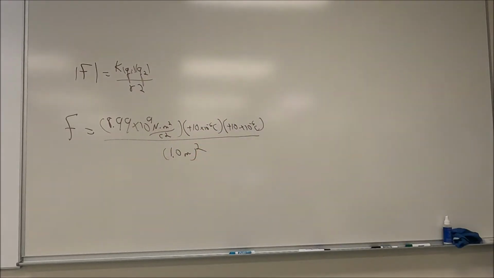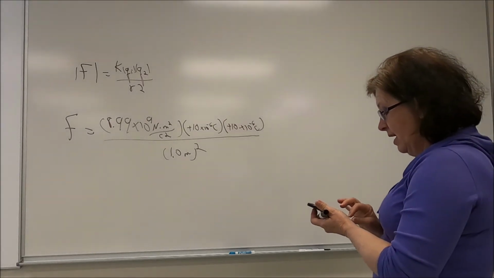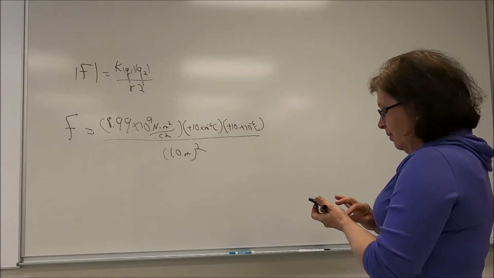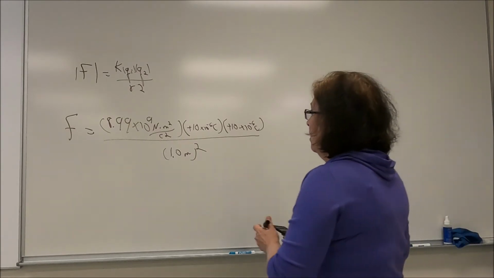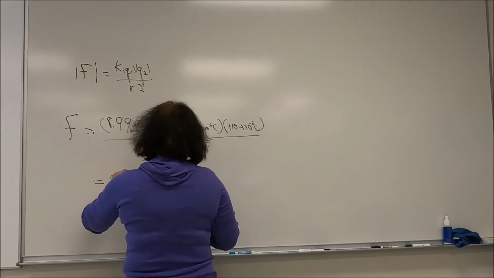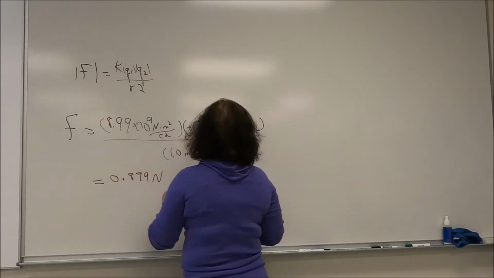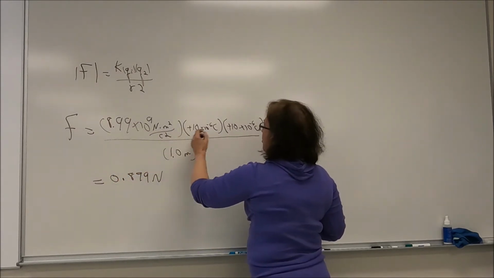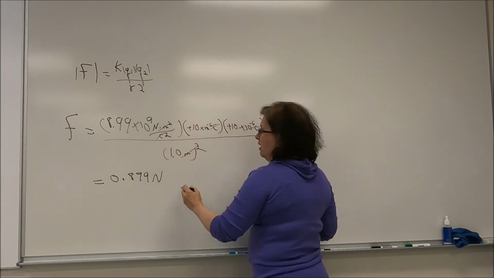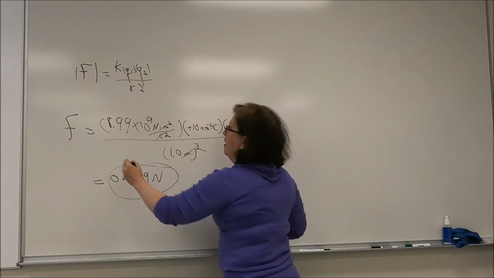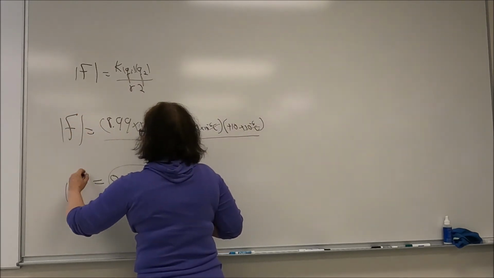Okay? So now what we have to do is let our fingers do the tapping on the calculator. So 8.99 exp 9 times 10 exp negative 6 times 10 exp negative 6 divided by 1 squared. So I get a force of 0.899 newtons. Now I want you to notice that the coulomb squared and the meter squared divide out. The only unit we're left in is newtons. So there's the magnitude of our force.